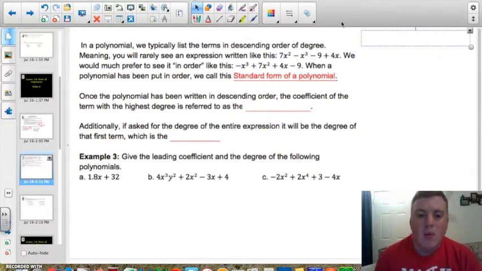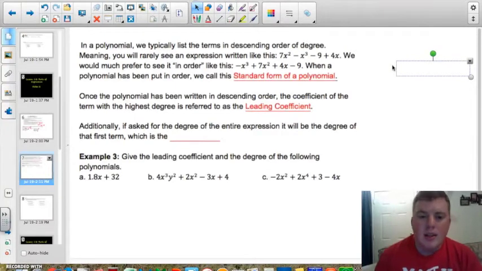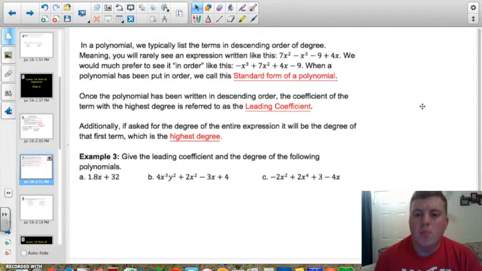Alright. Once the polynomial has been written in descending order, the coefficient of the term with the highest degree is referred to as the leading coefficient. Additionally, if asked for the degree of the entire expression, it will be the degree of whatever that first term is when we're writing it in standard form. And that would be your term with the highest degree.